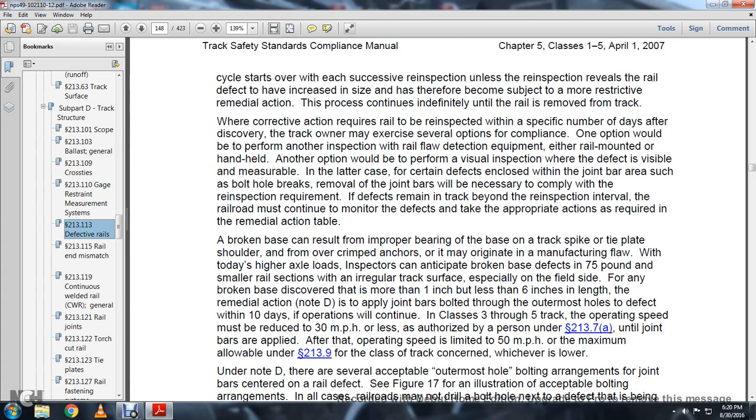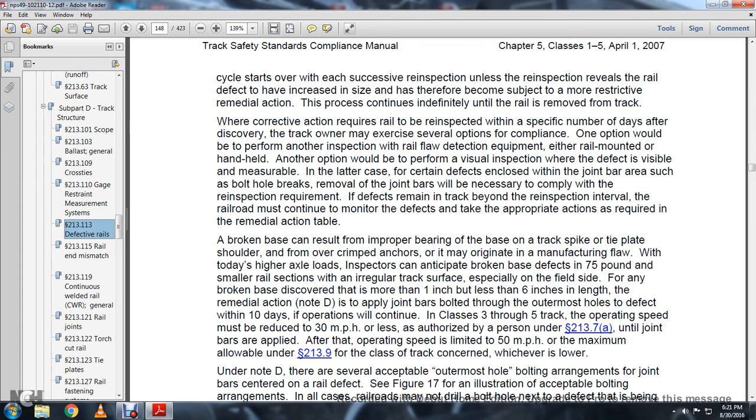Where the corrective action requires the rail to be re-inspected within a specific number of days, the track owner may exercise several options for compliance. One option would be to perform another inspection with the rail flaw identification equipment, either rail mounted or handheld. Another option would be to perform a visual inspection, where the defect is visible and measurable.